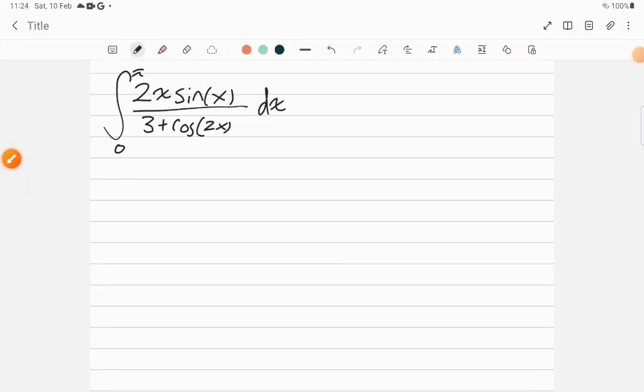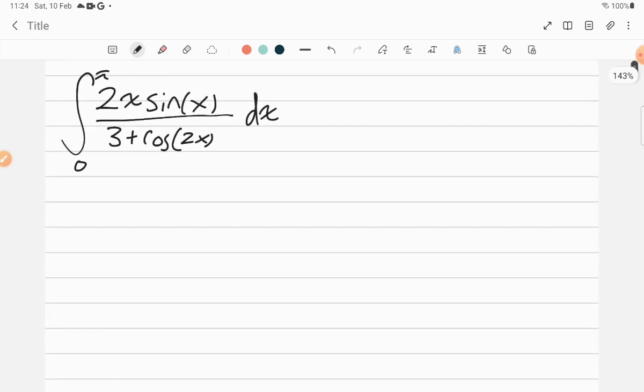Hello everyone, welcome to another integration problem. Today we'll do the integral of 2x sine x over 3 plus cosine 2x from 0 to pi. I believe if this was an indefinite integral, it doesn't have an elementary function, but since this is a definite integral, we can do fancy tricks to solve it. Let's get right into it.